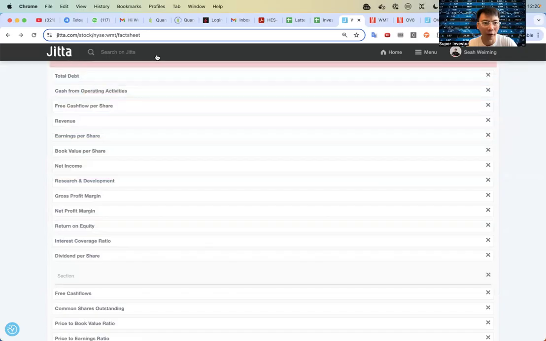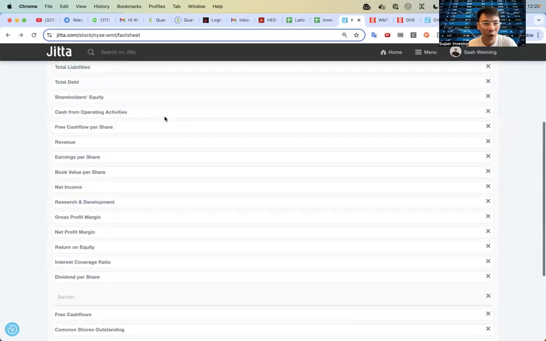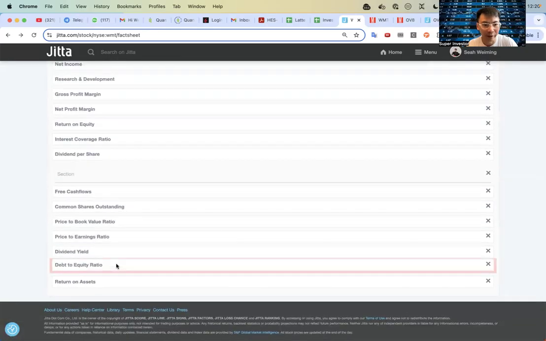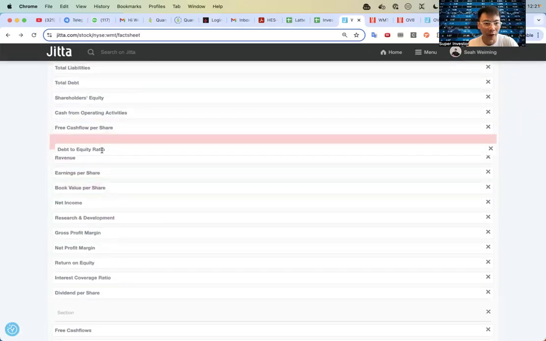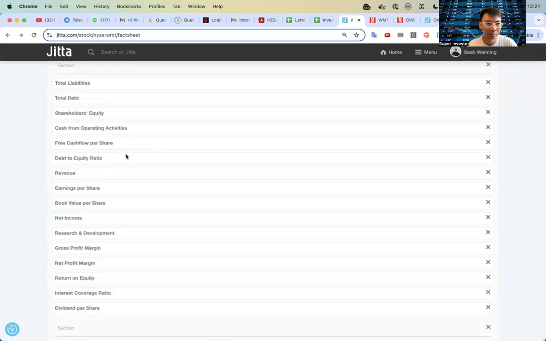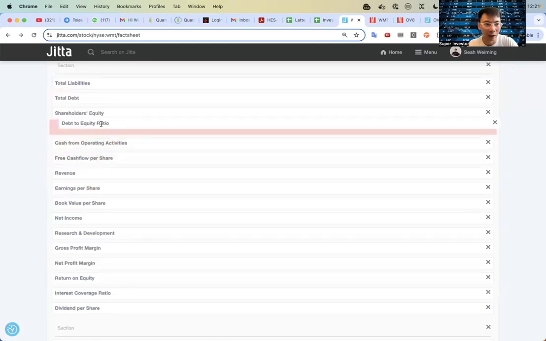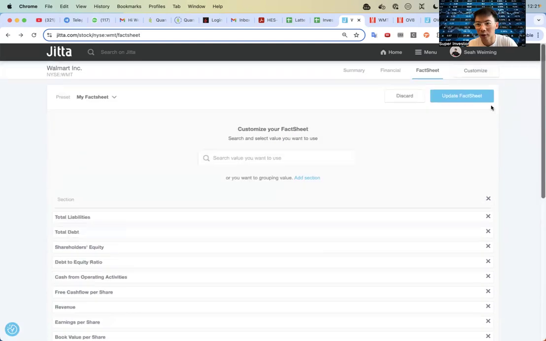Right here. I'm going to pull this all the way out, do a comparison, and that's where you can see where debt to equity comes from. Debt to equity ratio. So this is pretty good, right? You can actually pull things here and there and compare them immediately. Okay, let's update the fact sheet.